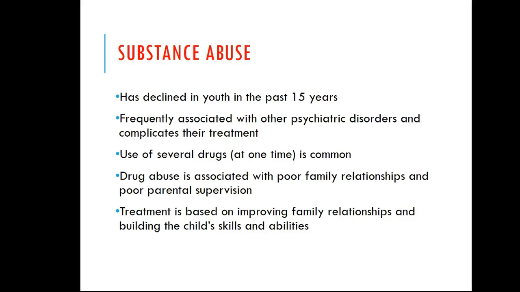We do see this pattern where there's a usage of several drugs at one time that is very common. We also see that drug abuse is associated with often not having strong family relationships and strong parental supervision. So poor family relationships, poor parental supervision. And the treatment is based on improving family relationships and building the child's and adolescent skills and abilities. So again, it is a multidisciplinary approach as far as treatment is concerned.